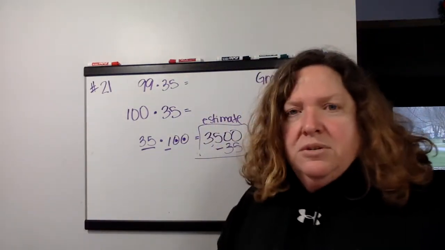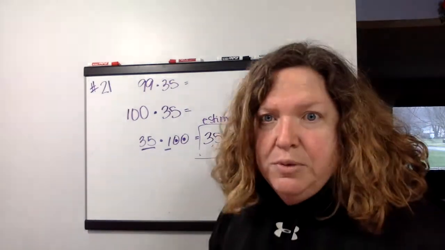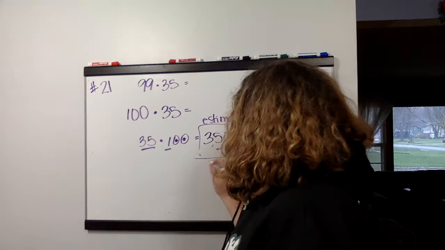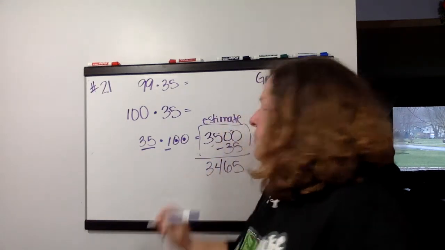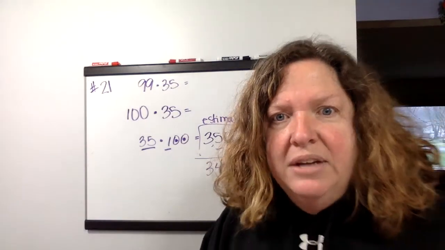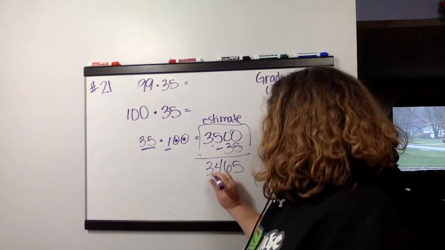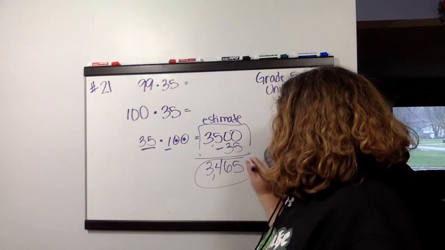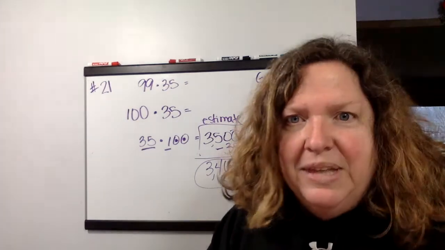So how are we going to do that? Well, you might do this subtraction problem any way you want. However you decide to subtract, we're going to find out that he has 3,465 pages, and we want to make sure to label.